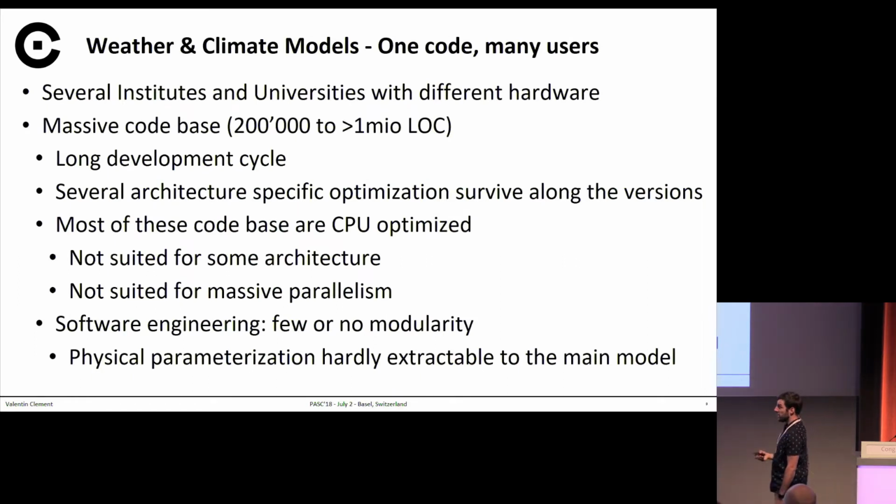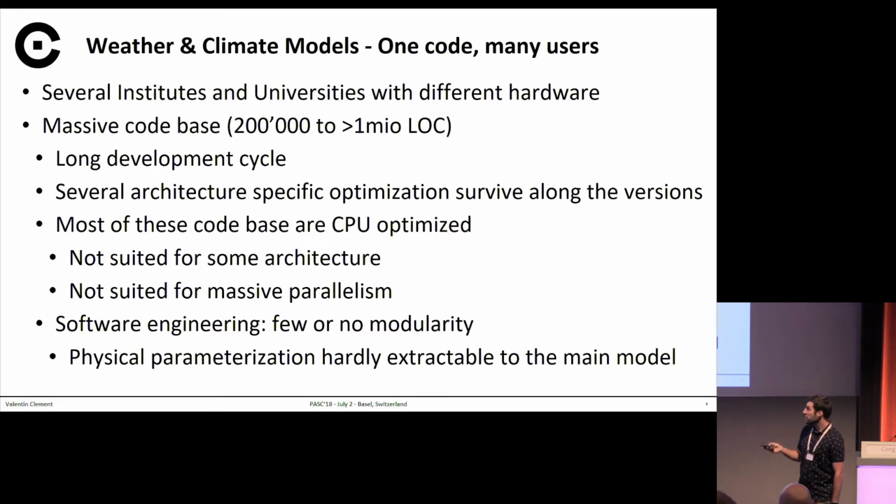As I said, weather and climate models are used by several institutes and universities that are running different hardware. Those are massive code bases. For COSMO, it's about 200,000 lines of code. For a global model, it's more than 1 million lines of code. They usually have a really long development cycle, 10 years or more to develop this kind of code. So of course, it's hard to rewrite them on the fly.